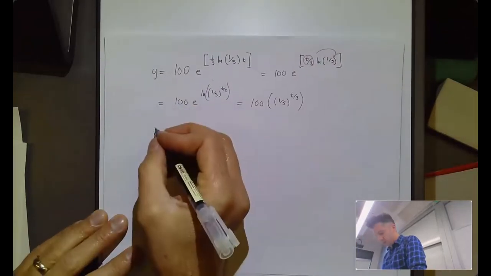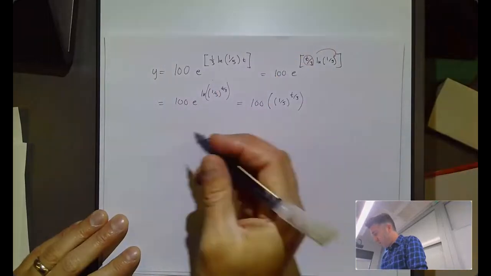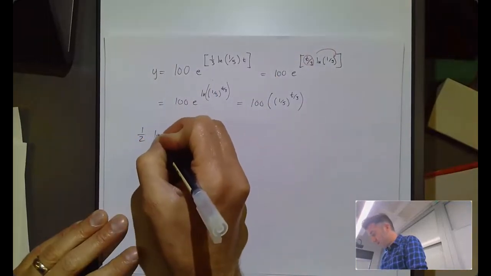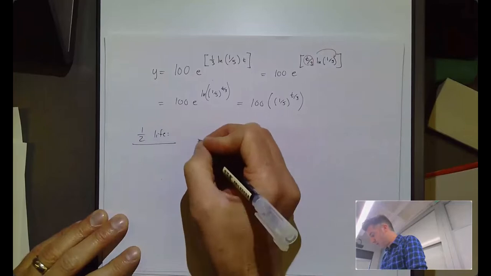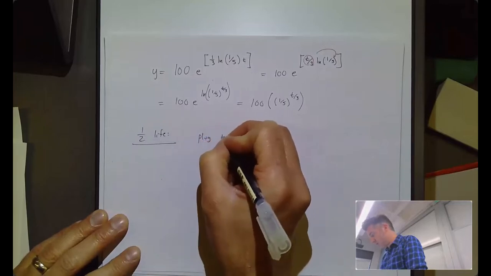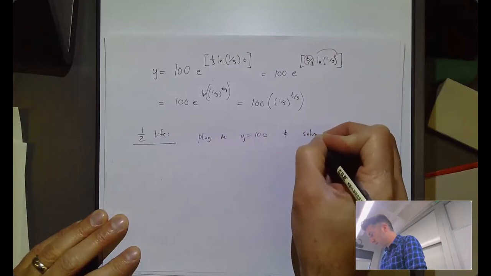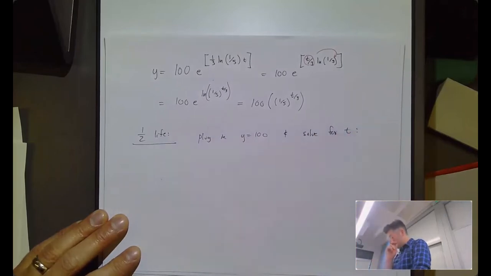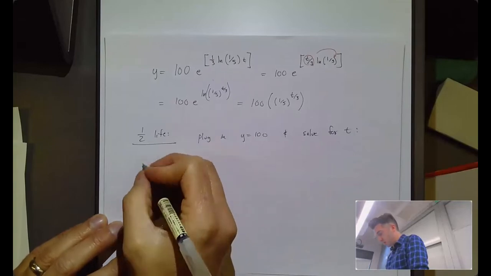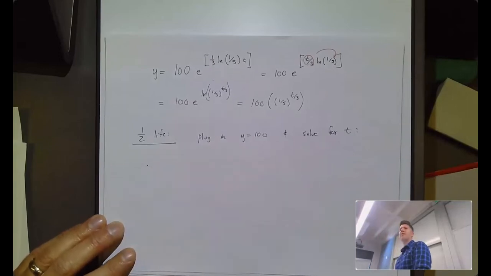So, sorry, brain. We want to find the half-life. So we're going to plug in y equal to 100 and solve for t. So let's see here. So plugging in y equal to 100.